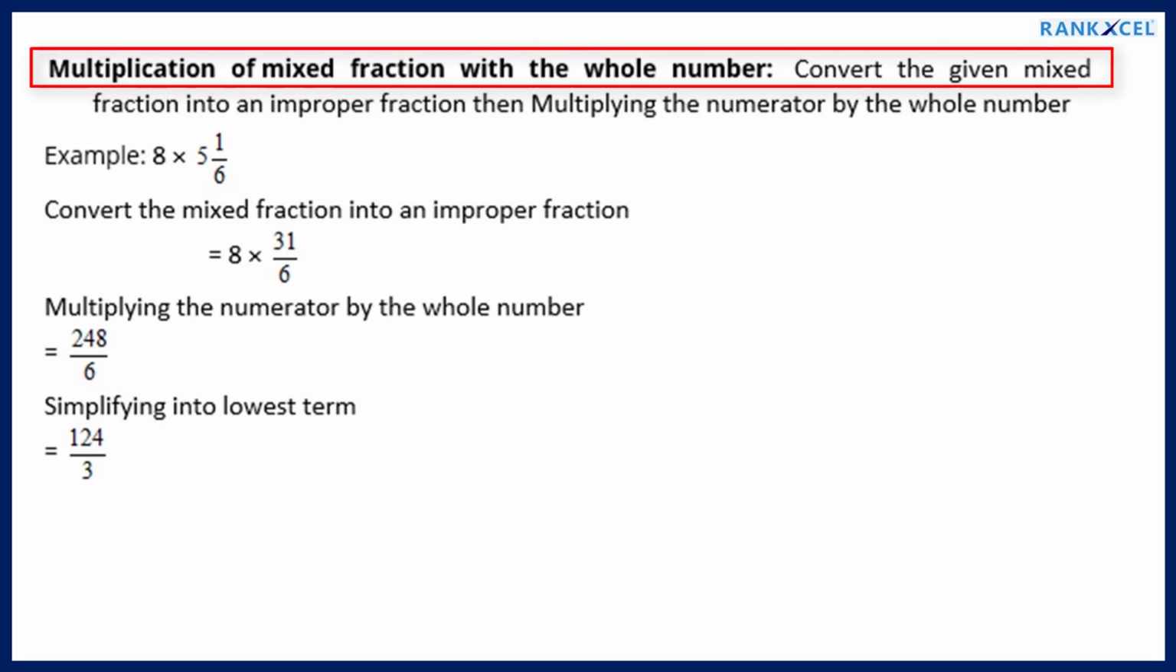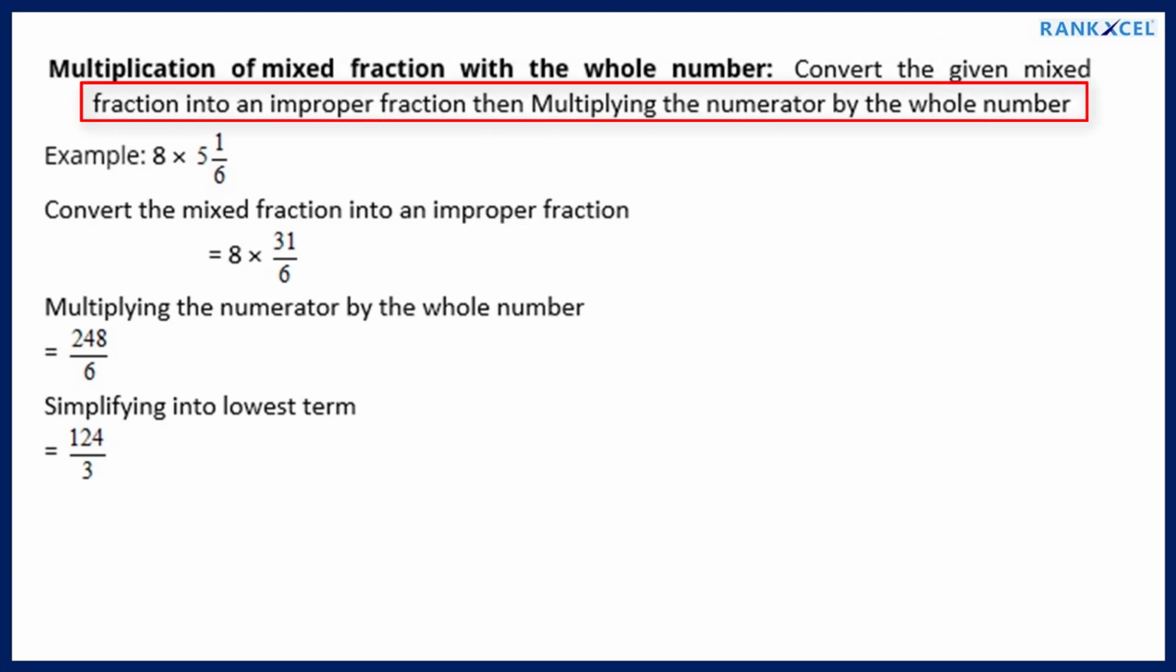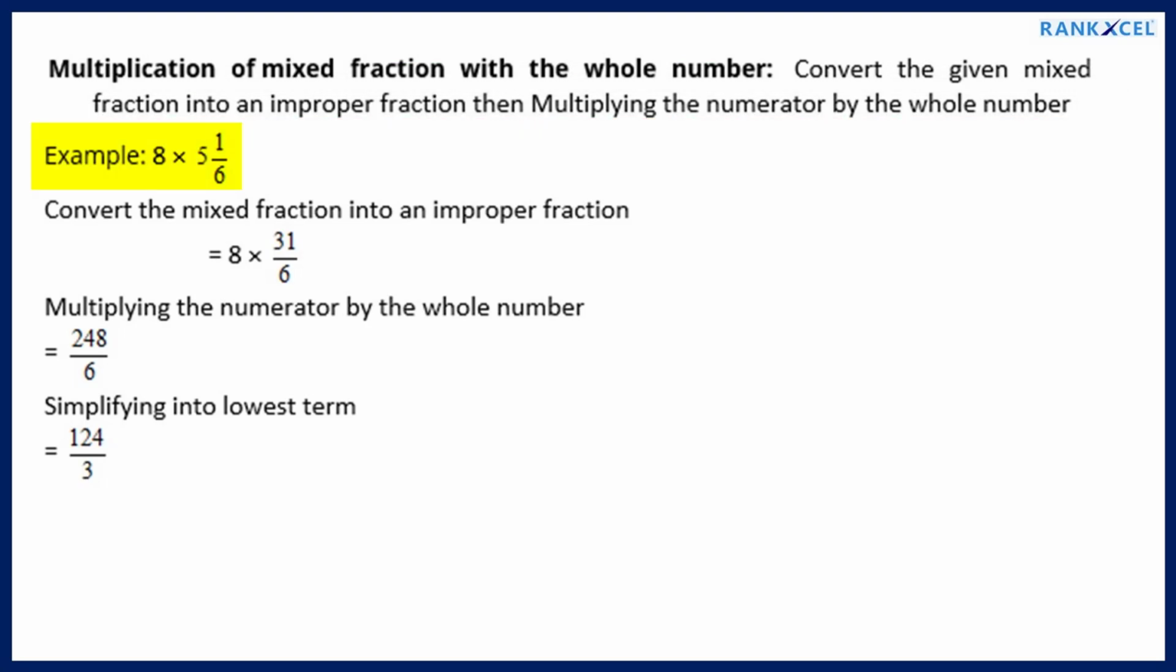Multiplication of a mixed fraction with a whole number. Convert the given mixed fraction into an improper fraction, then multiply the numerator by the whole number. Example: 8 times 5 1 by 6. Convert the mixed fraction into an improper fraction. Multiplying the numerator by the whole number. Simplifying into lowest terms.